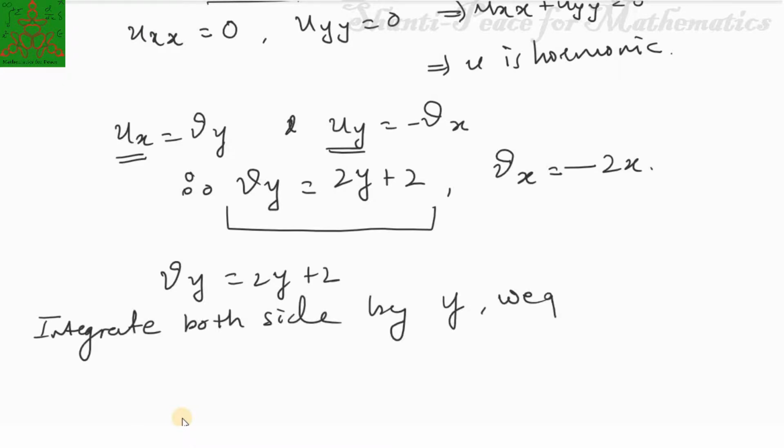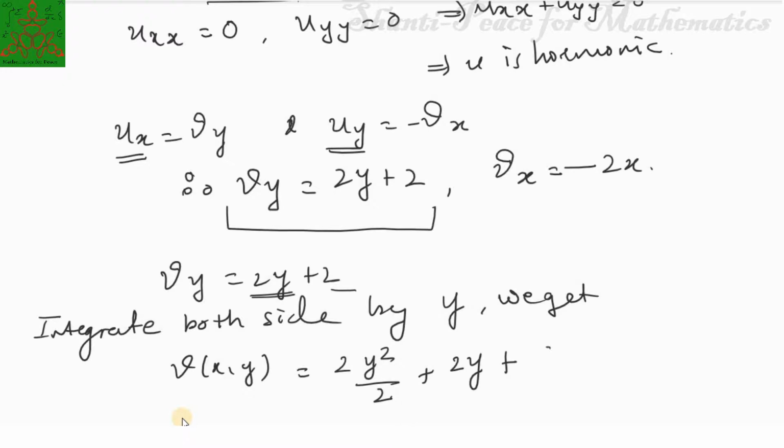What we get is V of x, y, which is actually a function of two variables, keeping x constant. The integral of 2y is y square, and the integral of 2, which is a constant, is 2y. Since we keep x constant, a constant c will be there, but that constant may involve a function of x, so I am denoting it as phi of x, where phi is an arbitrary function of x.